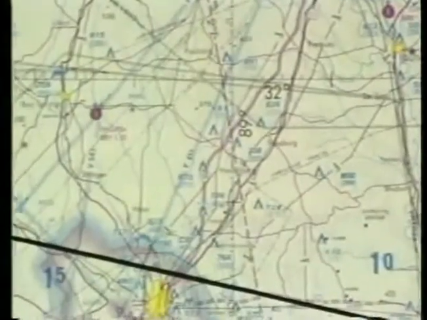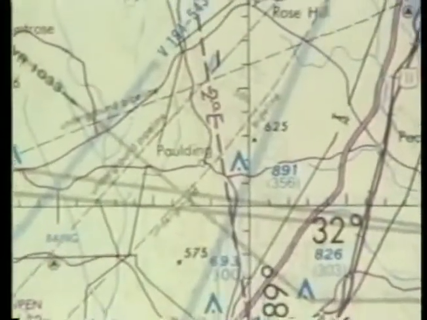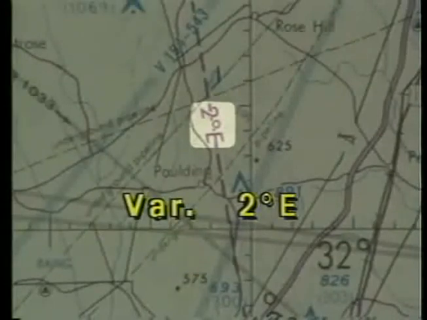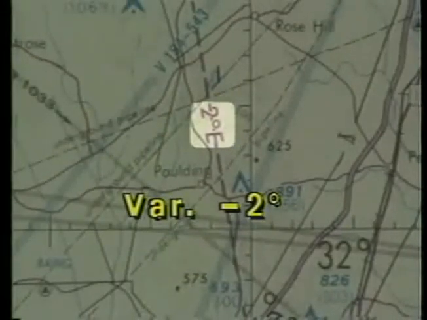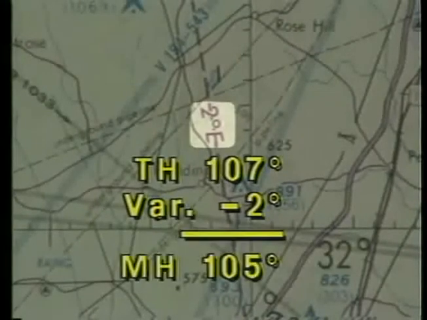Lines of variation are printed on sectional charts and are labeled in degrees west or east. When you apply variation to the true heading, westerly values are added and easterly values are subtracted. This line represents 2 degrees easterly variation. Therefore, you will subtract it from the true heading of 107 degrees to get a magnetic heading of 105 degrees. A good memory aid on whether to add or subtract variations is: east is least and west is best.